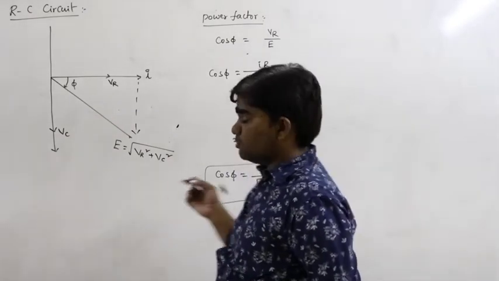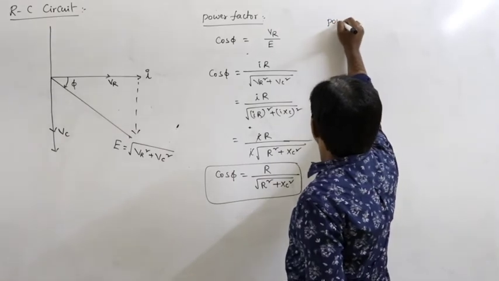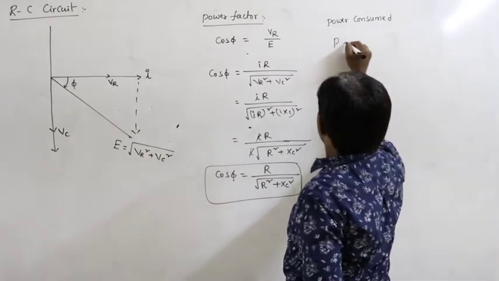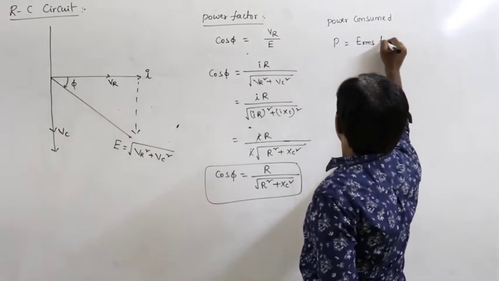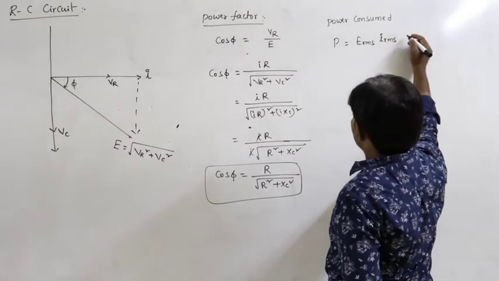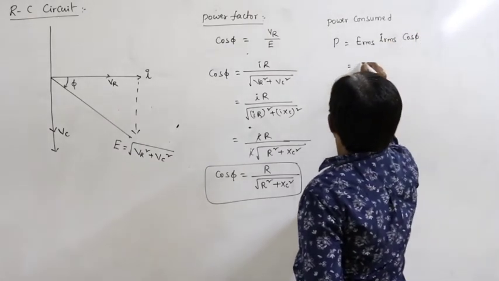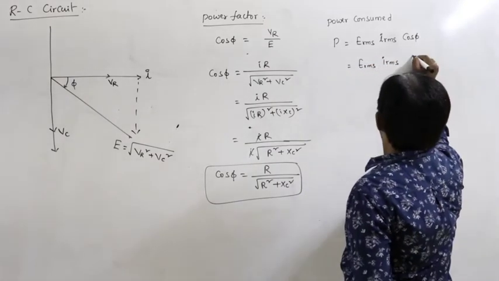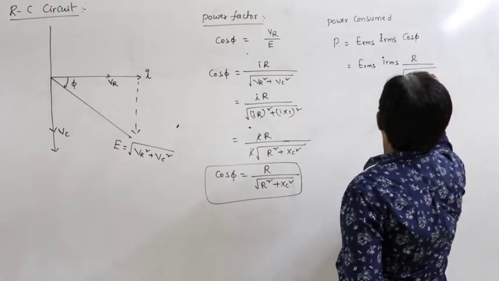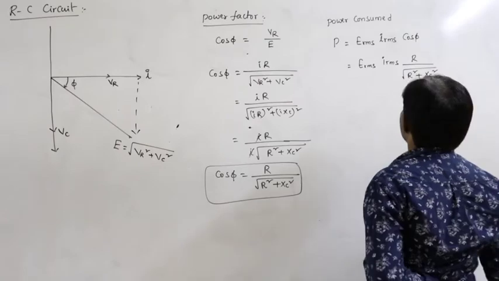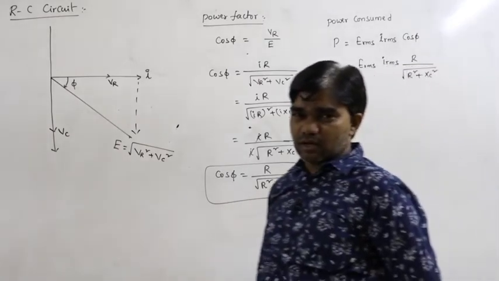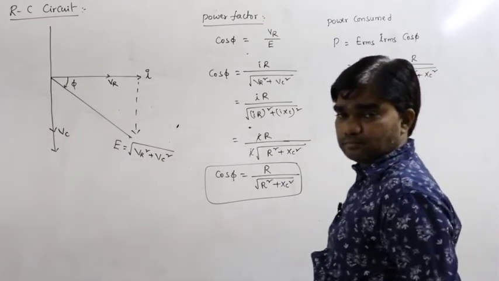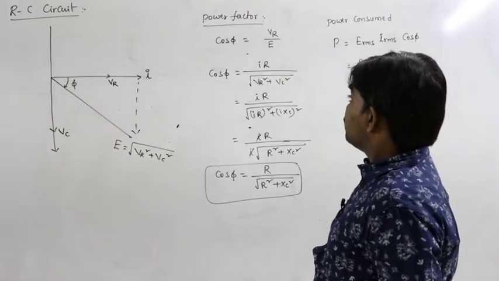Then what is the power consumed in this situation? P is equal to E RMS times I RMS times cos phi, which can be written as R divided by the square root of R square plus XC square, where XC is 1 by C omega. So this is the power factor in this situation.